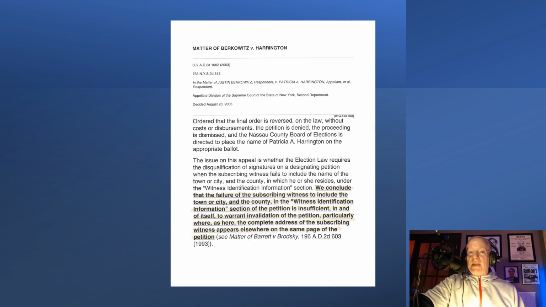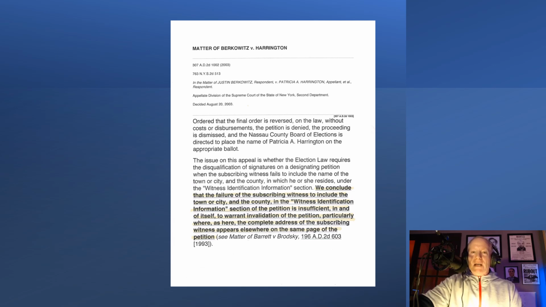So if you need to know what the case is, as if that wasn't bad enough, the name of the case is Berkowitz v. Harrington. Okay, and what does Berkowitz v. Harrington say? I got this on Google, by the way. We conclude that the failure of the subscribing witness to include the town or city and county in the witness identification information section of the petition is insufficient to warrant invalidation of the petition. Was that so hard to understand?